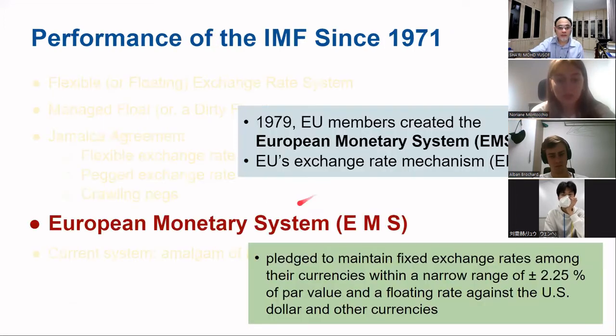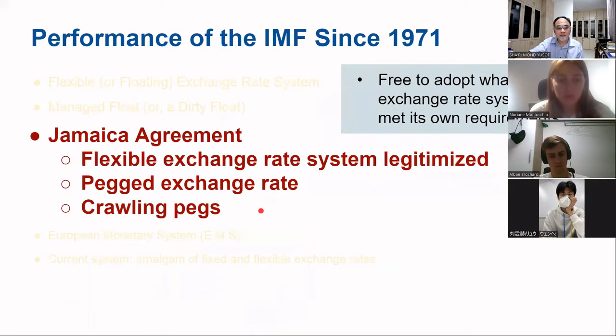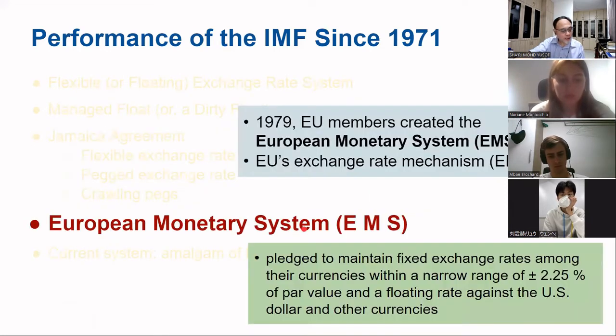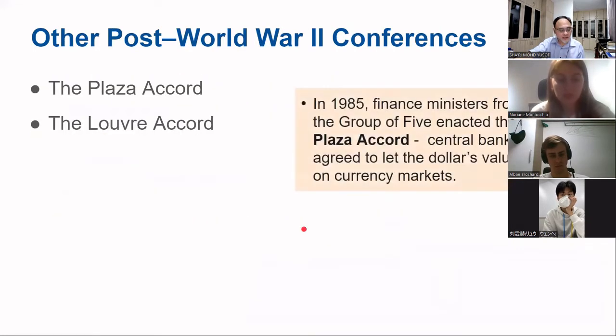So the Group of Five central banks agreed to let the dollar's value fall on currency markets. That means they are not going to help support the value of the US dollar. And it fell, indeed.